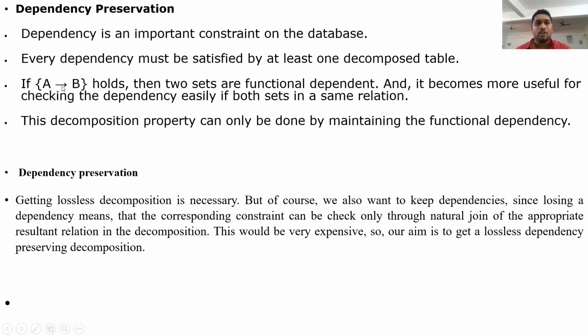By means of A to B, either B to A or A to B, these are the two functional dependencies, and it becomes more useful for checking the dependency easily if both sets are in the same relation. So if you want to combine two or more relations based upon the dependency, it is very useful to get a single relation. The decomposition property can only be done by maintaining the functional dependency. Previously, we discussed that dependency preservation can be maintained by means of functional dependency. Next, we can use another definition, the definition of the dependency.